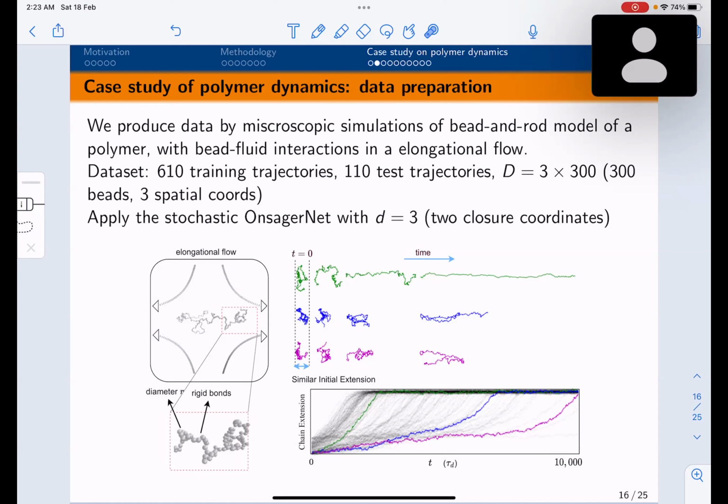Our data set, we have 610 training trajectories. And the test trajectory is 110. The dimension is D. D is equal to 3 times 300, so D is 900 dimensions. This 3 means for each bead they have XYZ coordinates, because we have 300 beads. So the dimension is 900. And then we applied the stochastic orthogonal with the small d equal to 3.